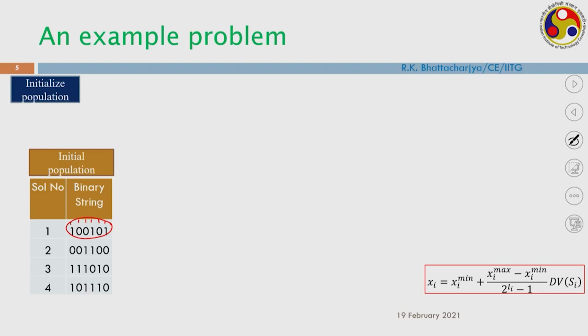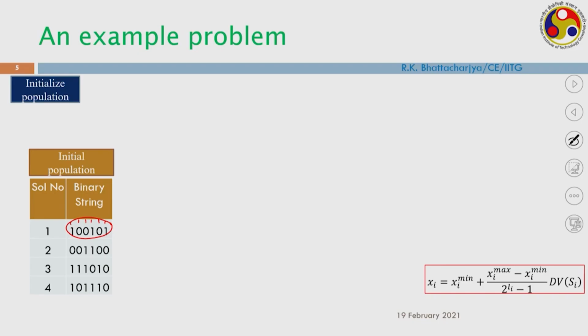You can also write a computer code. Suppose I generate a random number between 0 and 1. If the number is more than 0.5, then I will put 1, and if it is less than 0.5, then I will put 0.